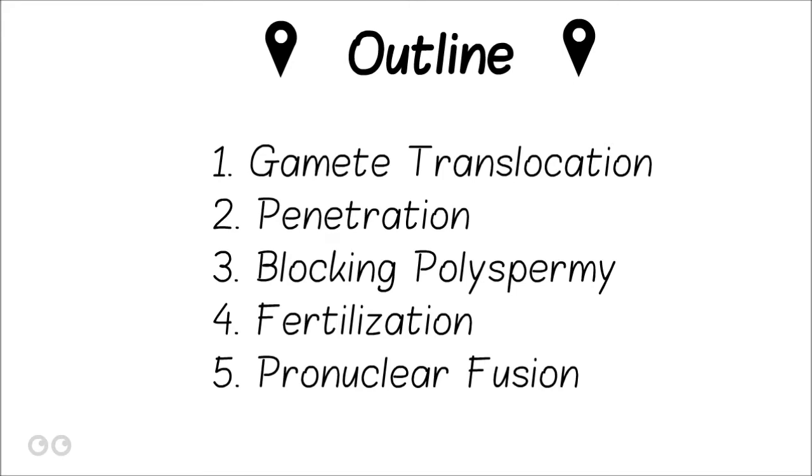In order to achieve this, we will consider gamete translocation, which is the transport of sperm and egg to their uterine tube, penetration of the sperm through the egg's cell membrane, the blocking of polyspermy to ensure only one sperm interacts with one egg, and fertilization, such as the preparatory activation of the oocyte's metabolism, leading up to the final pronuclear fusion process.